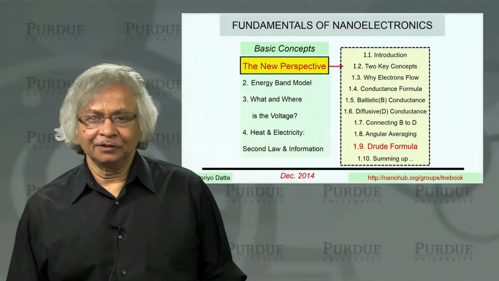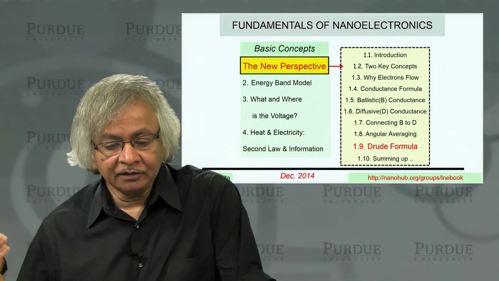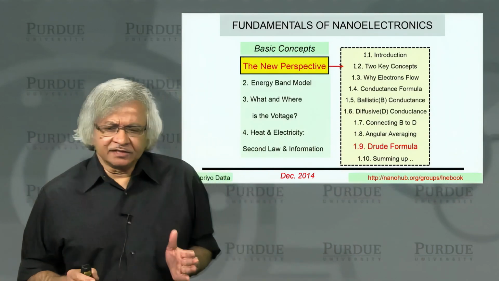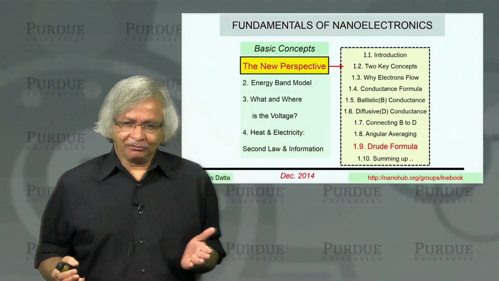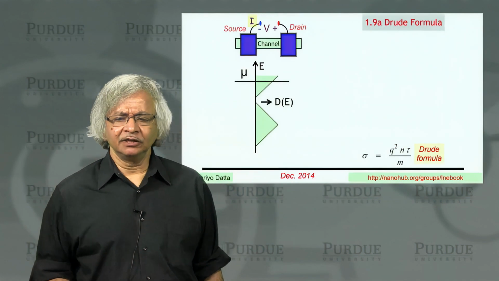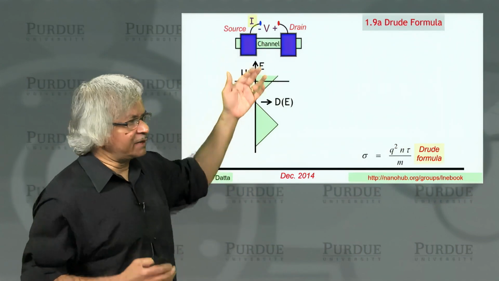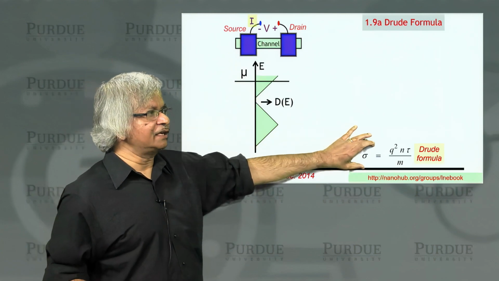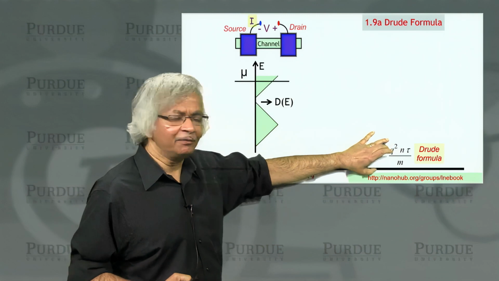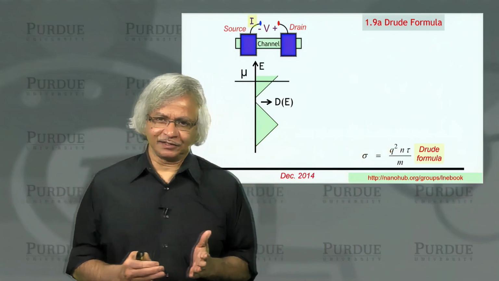Welcome back to Unit 1 of this course, the New Perspective. We are now on the 9th lecture. We have more or less developed this new perspective, and what we want to do in this lecture is tell you a little bit about how this new perspective connects to the standard Drude formula that I've mentioned a few times now, which is what you would normally have seen in freshman physics.